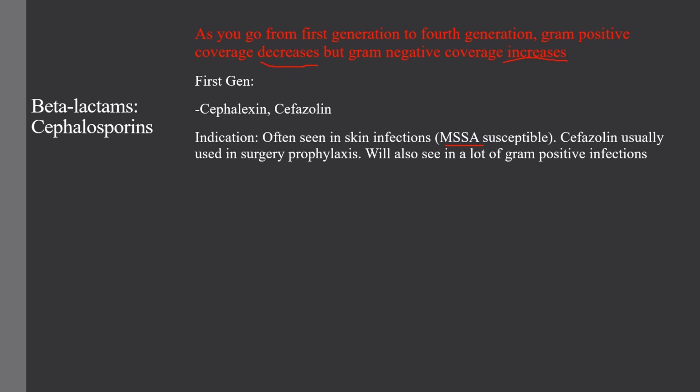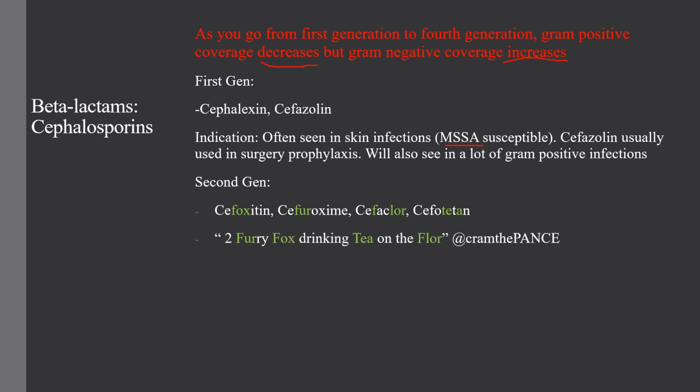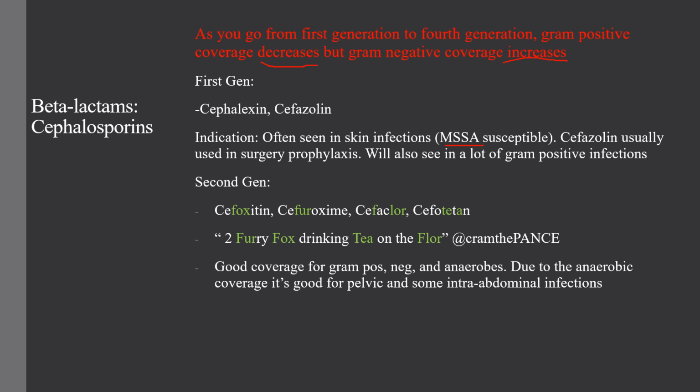Cefazolin usually is used in surgery prophylaxis, but you will also see it in a lot of gram positive infections as well. Then you got your second gens, which is cefotaxime, cefuroxime, cefaclor, cefoxitin. A way to remember this, and shout out to Cram the Pants YouTube channel for giving this mnemonic: it's two furry fox drinking tea on the floor. So that's how you can remember the second gens.